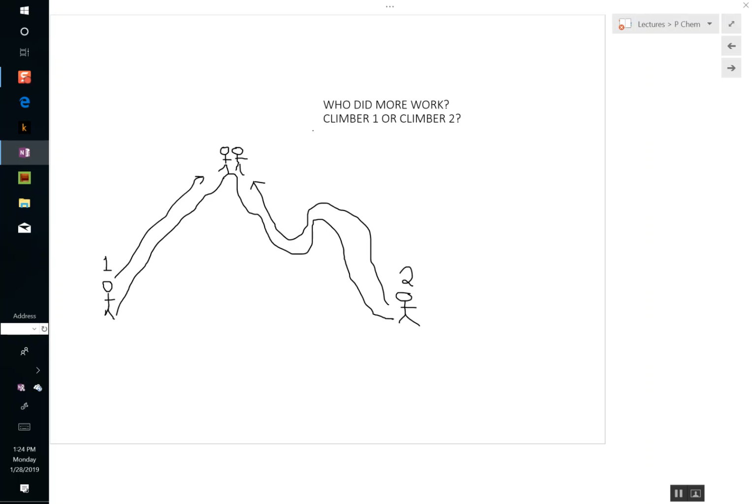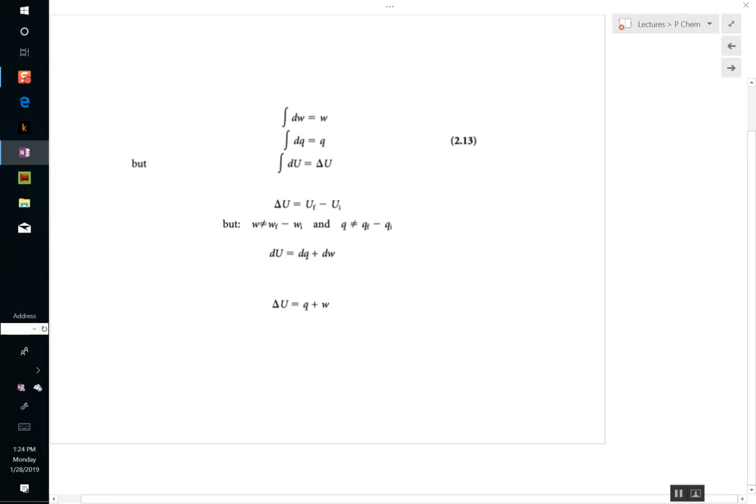And so work and heat are not state functions. They depend on the path you take to get there. All right, so the integral of dW is W, of dq is Q, and of dU is delta U. The author makes these points here. Delta U is the final internal energy minus the initial. But W is not the final minus initial. You don't really know those numbers.